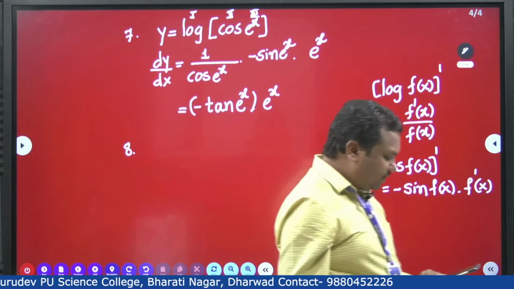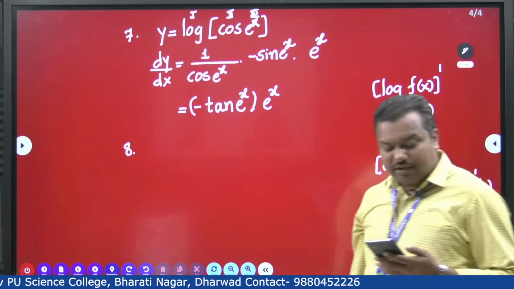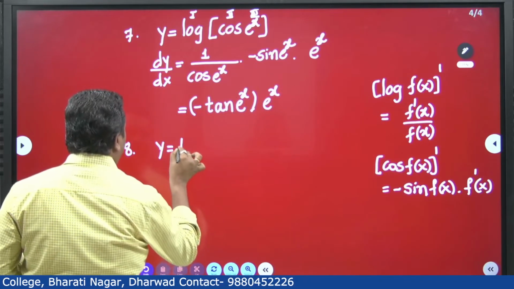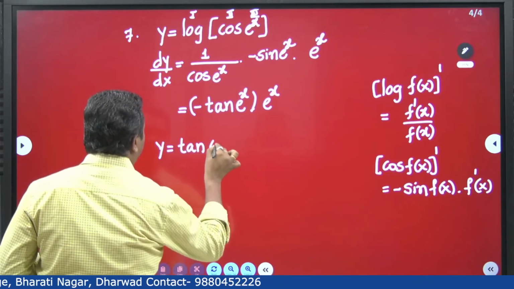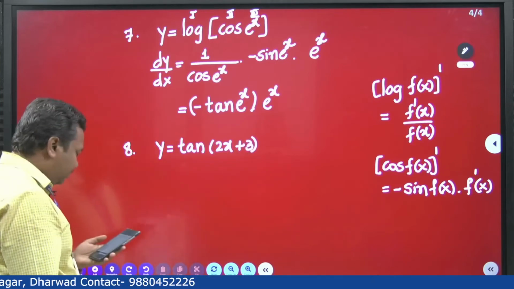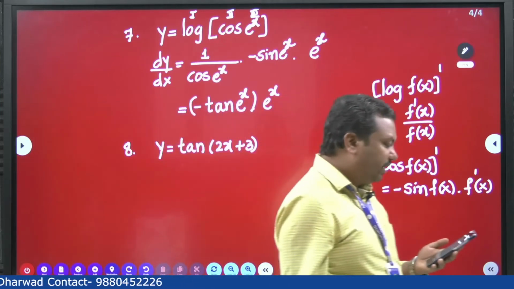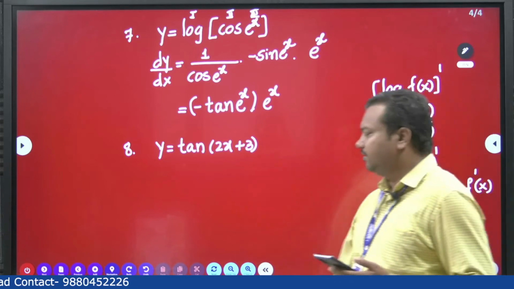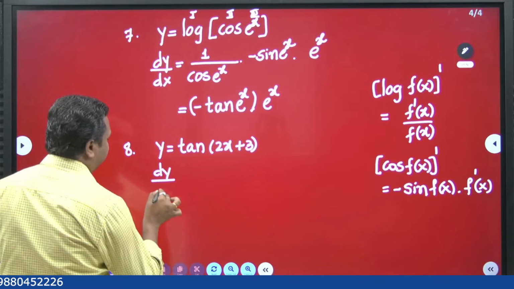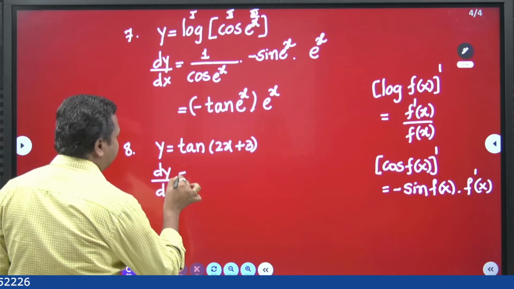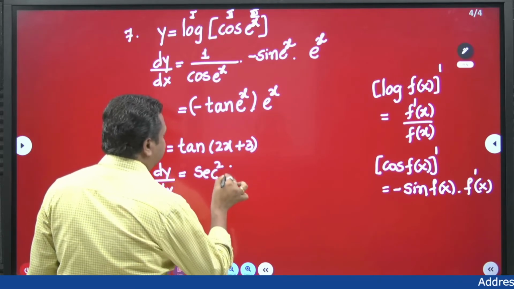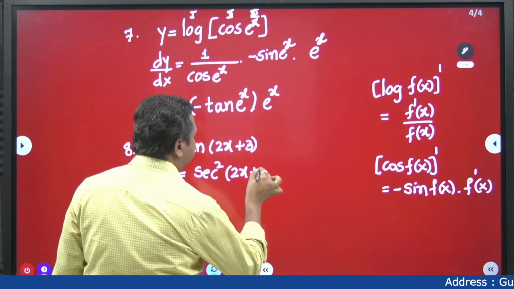The next question is, if y is equal to tan of 2x plus 3, then find dy by dx. Once again we have a derivative. Which identity does it follow? The tan f of x identity. What is the differentiation of tan f of x? Secant square f of x into the differentiation of f of x.